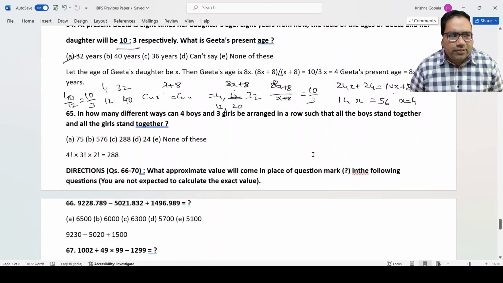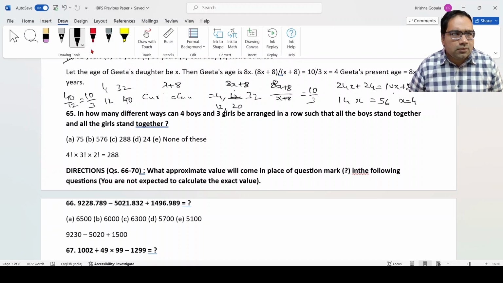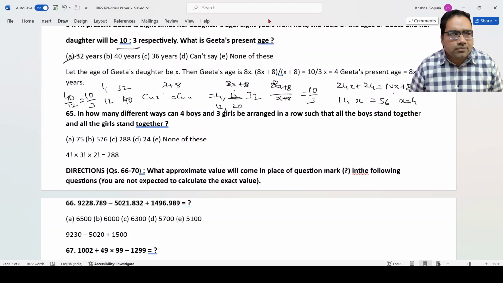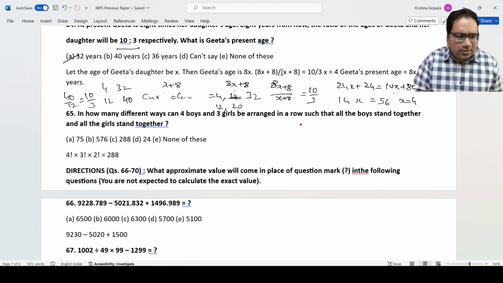In how many different ways can four boys and three girls be arranged in a row so that all four boys stand together and all the girls stand together?